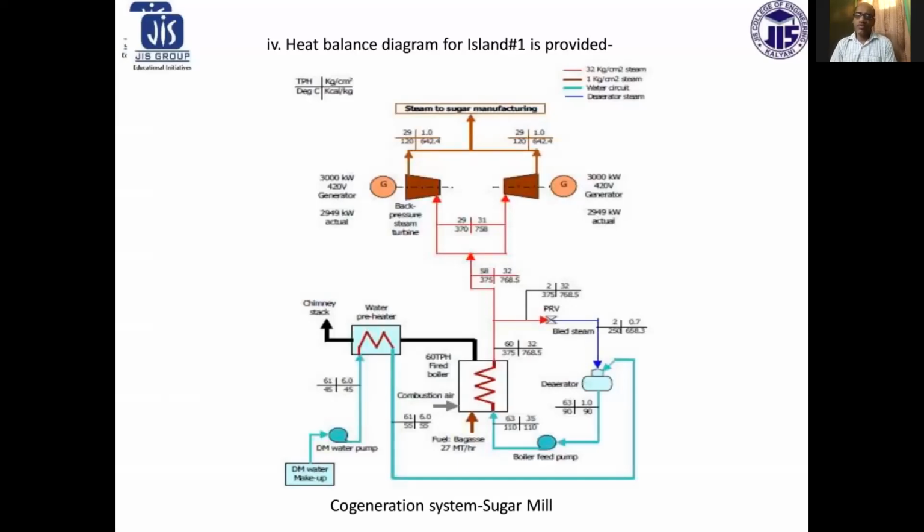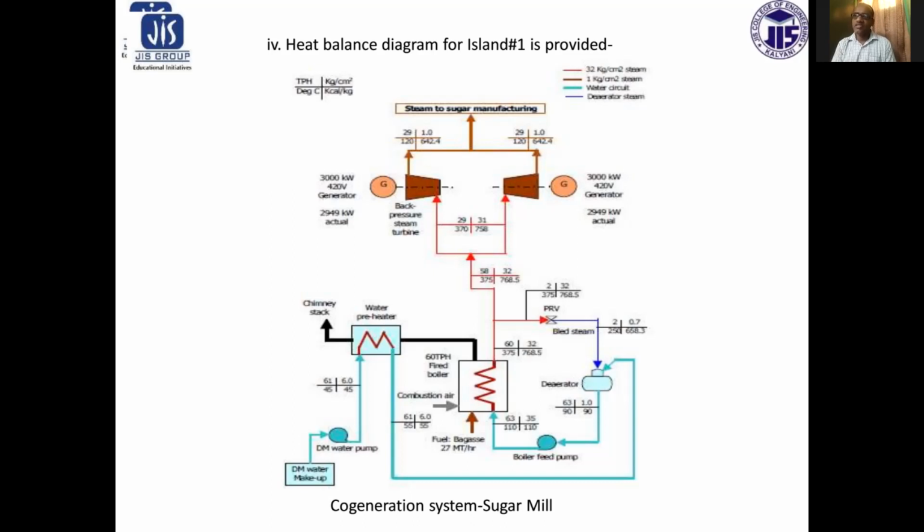So from the available data, the heat balance sheet for island 1 is given here. It consists of 2 back pressure turbines, as we can see, and each turbine has a 3000 kilowatt, 420 volt generator, effectively producing 2949 kilowatt actual. And from this part, steam is going to the sugar manufacture.